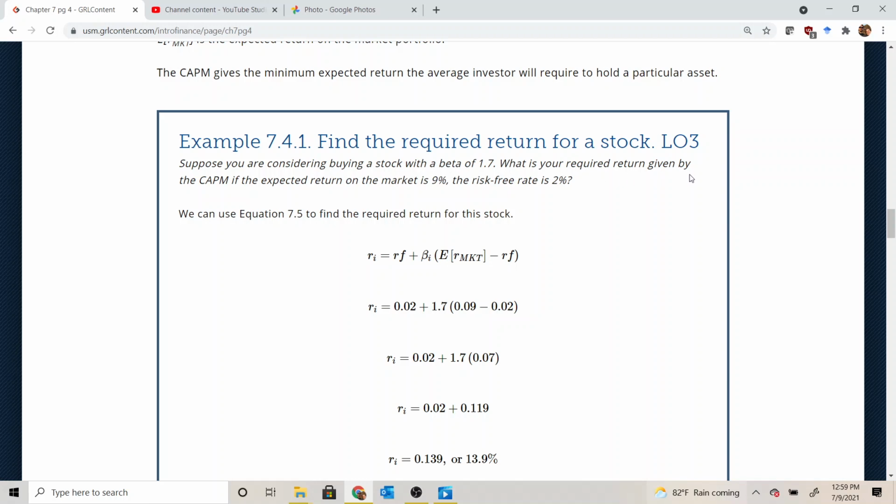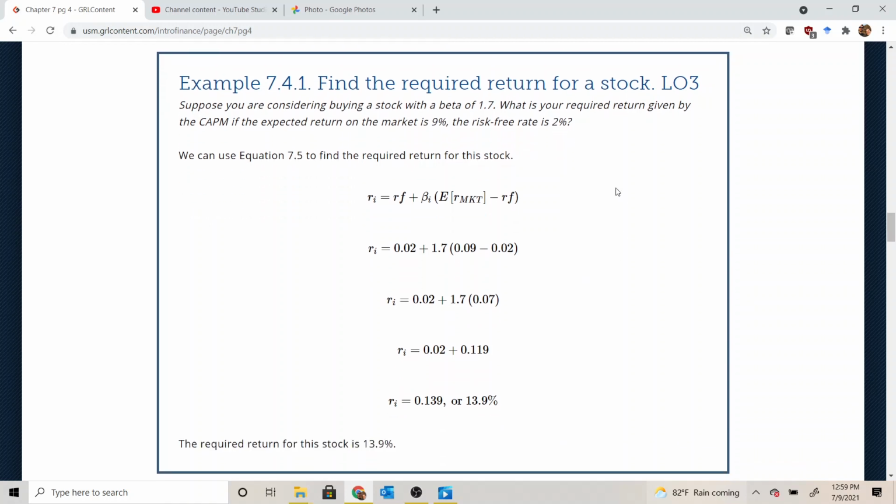What is your required return given by the CAPM if the expected return on the market is 9% and the risk-free rate is 2%? We're just going to plug in all the information that we've got. The risk-free rate is 2%, so we'll turn it into a decimal and plug it in as 0.02. Beta is 1.7, so we'll plug that in here for beta. And then our expected return on the market is 9%, expressed as a decimal is 0.09.